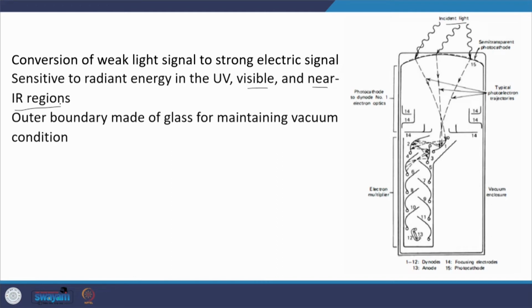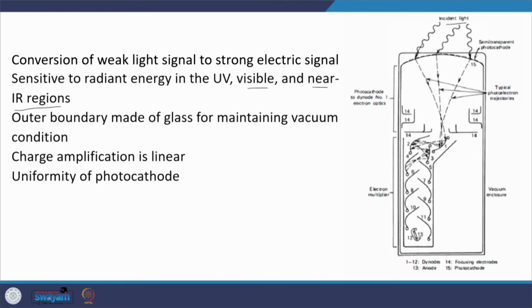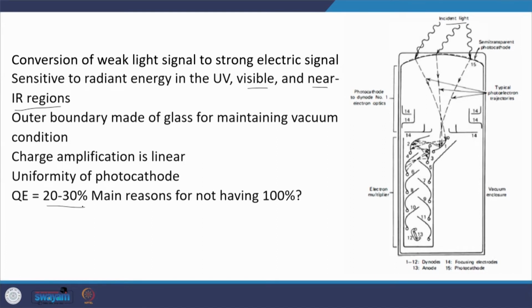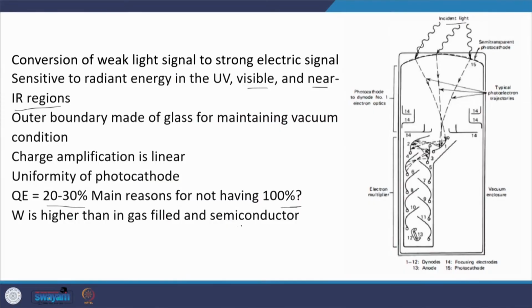The outer boundary of this PMT is made of glass for maintaining the vacuum condition, and the amplification is linear. The uniformity of the photocathode also plays an important role. The quantum efficiency is not 100%, it is 20 to 30%, and there are reasons for not having 100%. Please guess why the photocathode cannot convert the optical photons to electrons fully, and why the W is higher than in the gas filled and semiconductor detector.